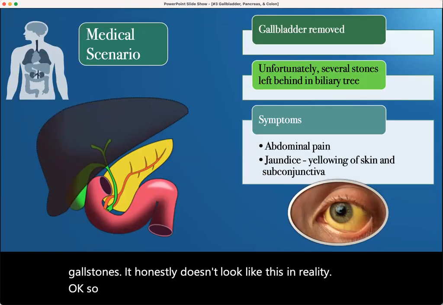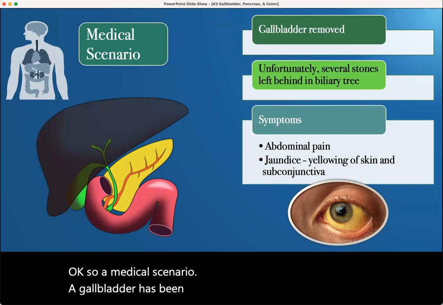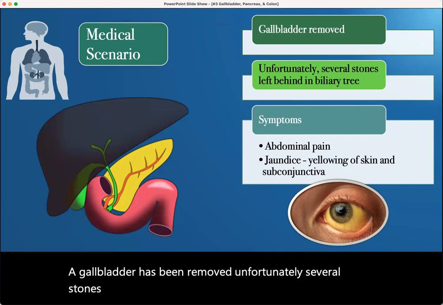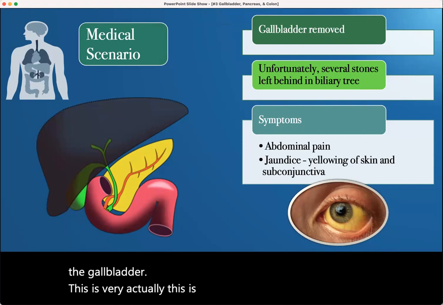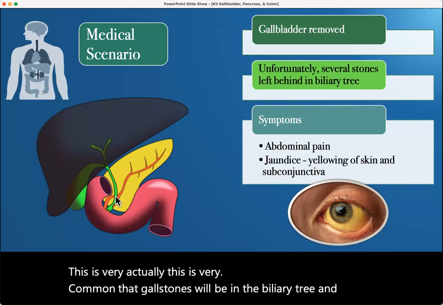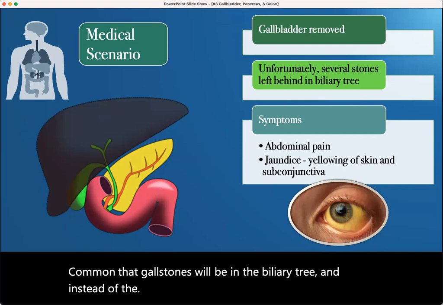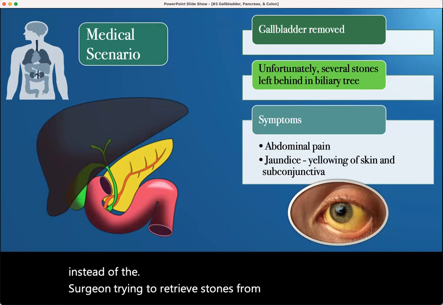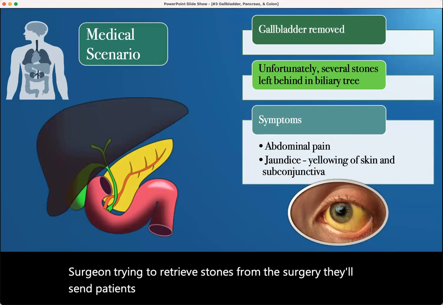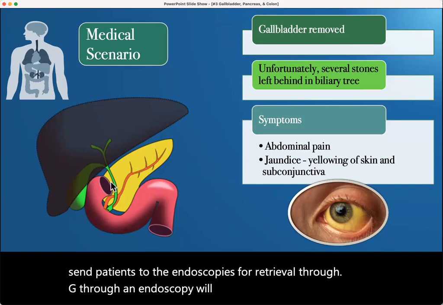Okay, so a medical scenario. A gallbladder has been removed. Unfortunately, several stones were unable to be retrieved during the removal of the gallbladder. This is very common, that gallstones will be in the biliary tree. And instead of the surgeon trying to retrieve stones from the surgery, they'll send patients to the endoscopist for retrieval through an endoscopy. We'll talk about that later.